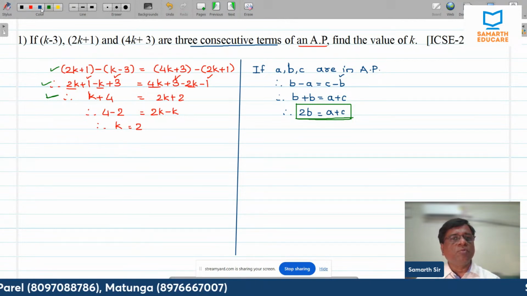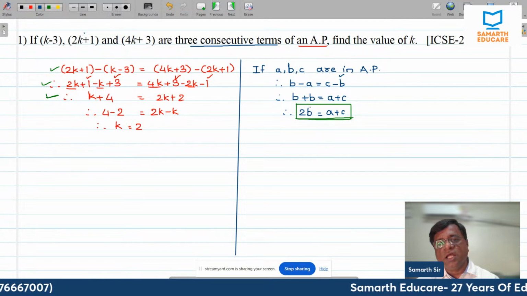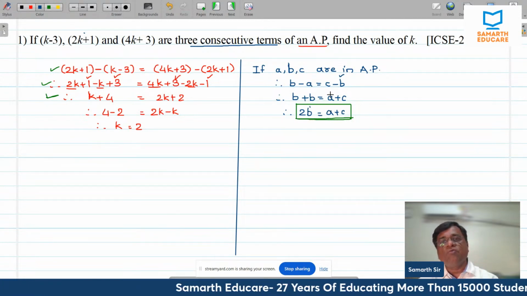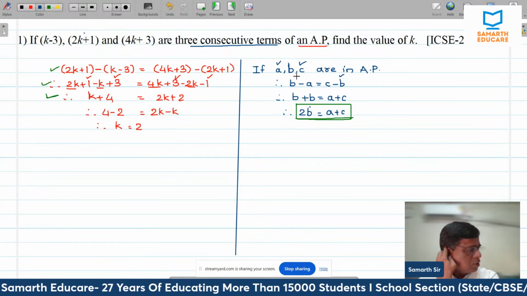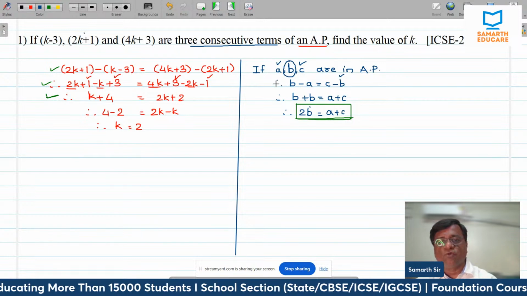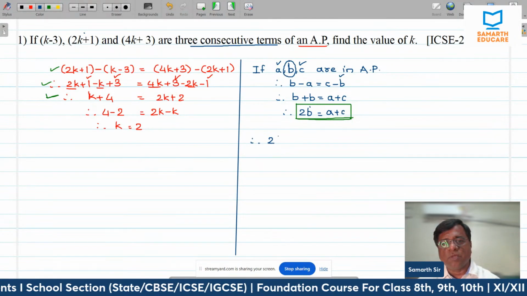If this problem comes as an MCQ, then it says that double the middle term, 2b, is the sum of the two extremes. What are the extremes? A and C. These are the two extremes. So double the middle term is the sum of the two extremes, which means I can solve this problem in another way.